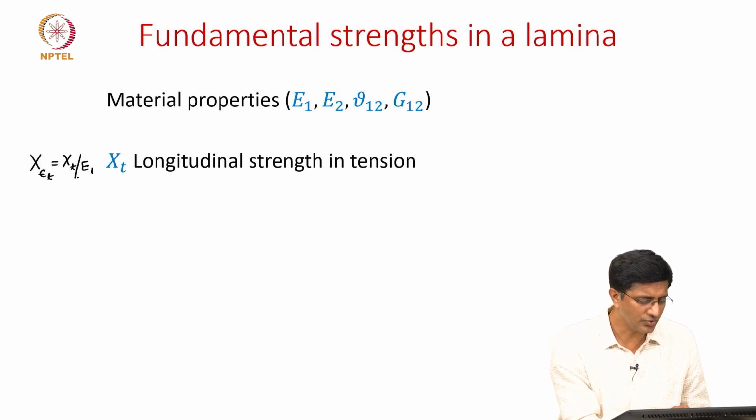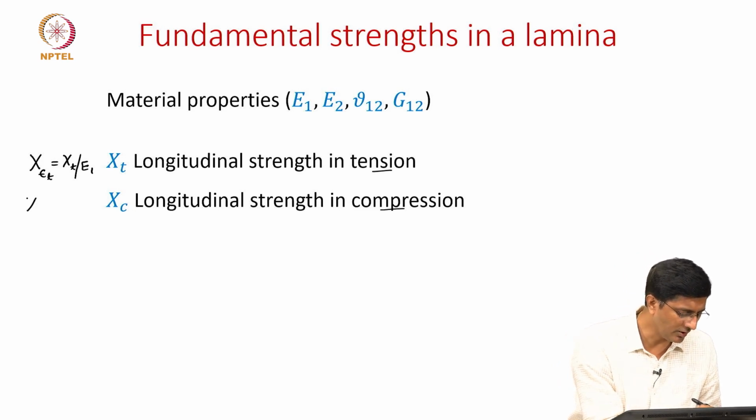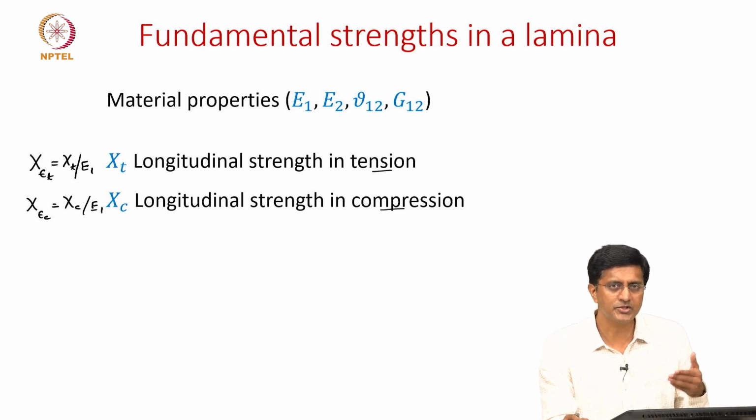So this is the longitudinal strength and the corresponding strain we have shown here. Similarly, we also have longitudinal strength in compression. The difference is previously it was in tension, now it is in compression, so we show it with a subscript C. For the strength, we have a corresponding failure strain given as epsilon c, where again it can be written in terms of strength divided by modulus E1. So these two are the strengths in the longitudinal direction, which means along the fiber.